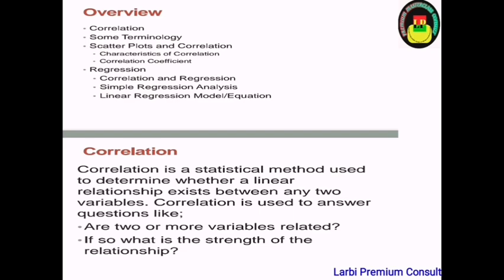Somebody may ask, what is a correlation? What will be your response? Correlation is a statistical method used to determine whether a linear relationship exists between any two variables. For example, taking the height of a parent and their offspring.